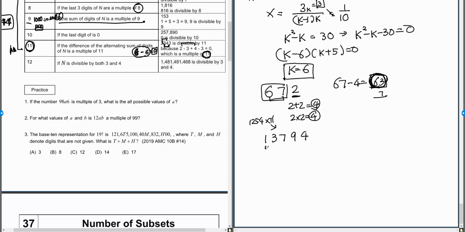The alternating difference: 1, 2, 3. How much is this one? 12, isn't it? And 3 plus 9 is 27. The difference is how much? You can use 27 minus 12, it doesn't matter. So how much is that? 137. That is not a multiple of 11. Take a look: 13794.